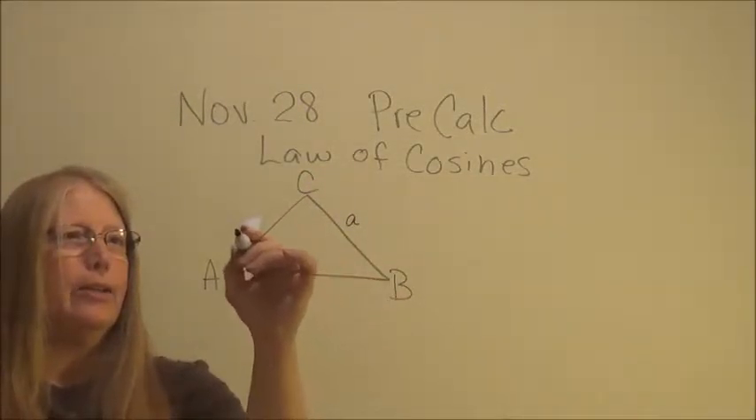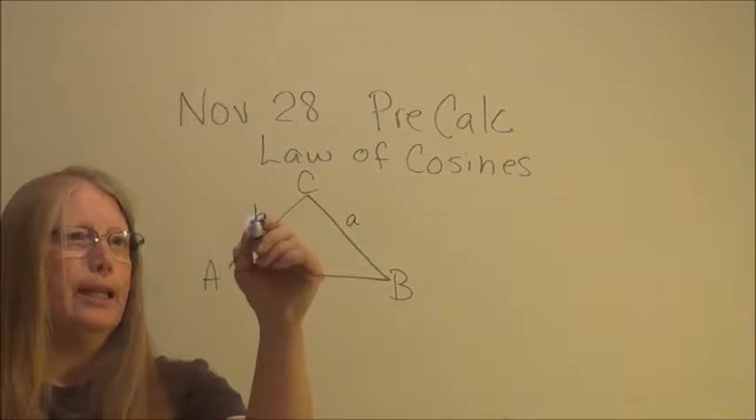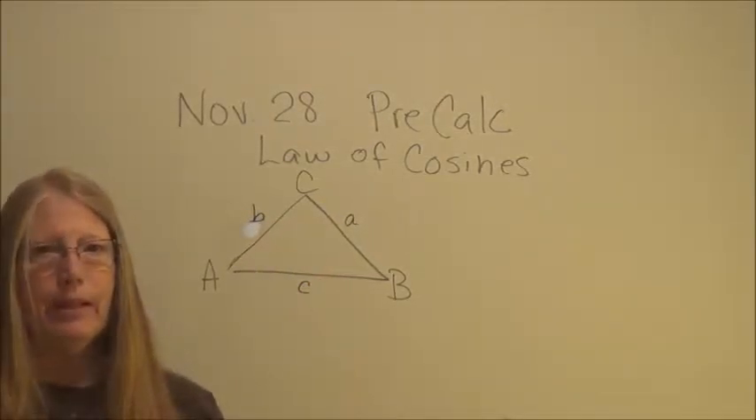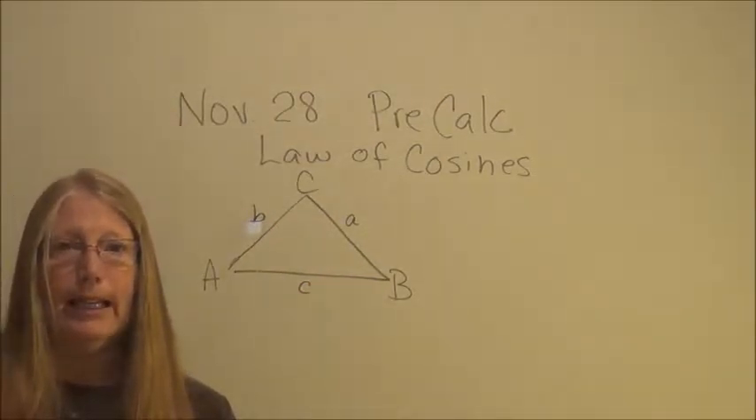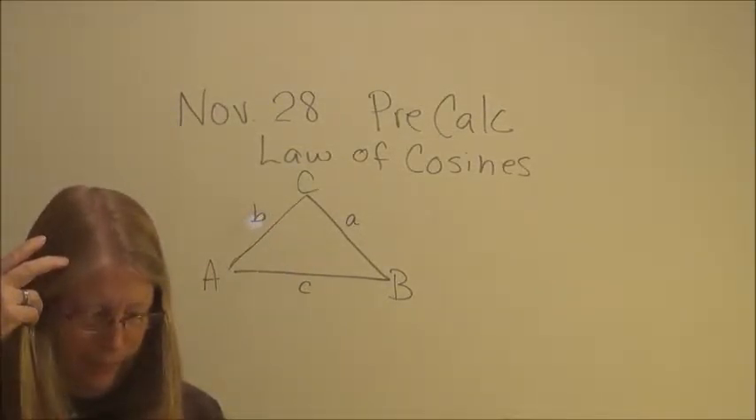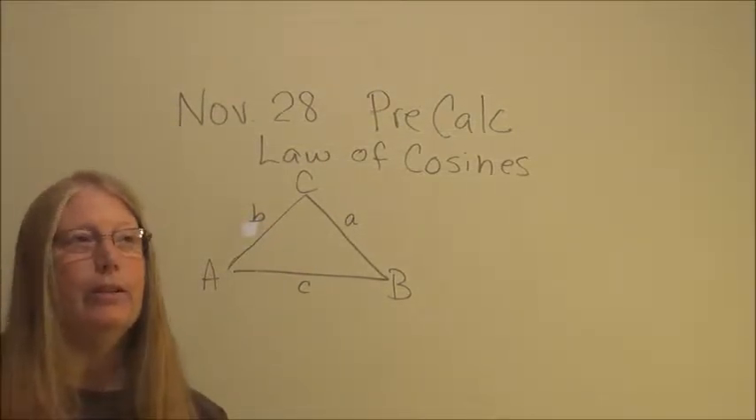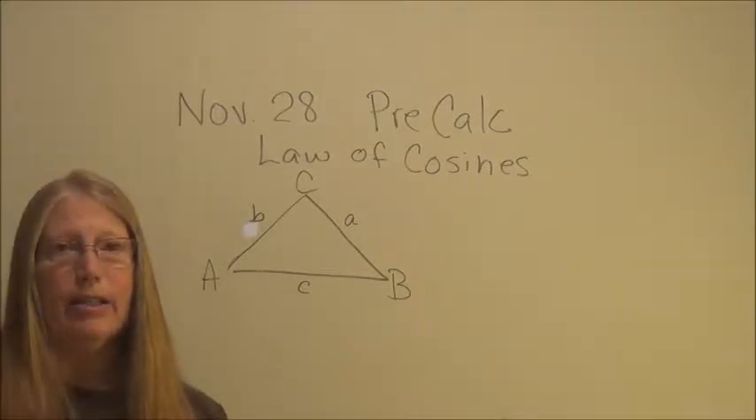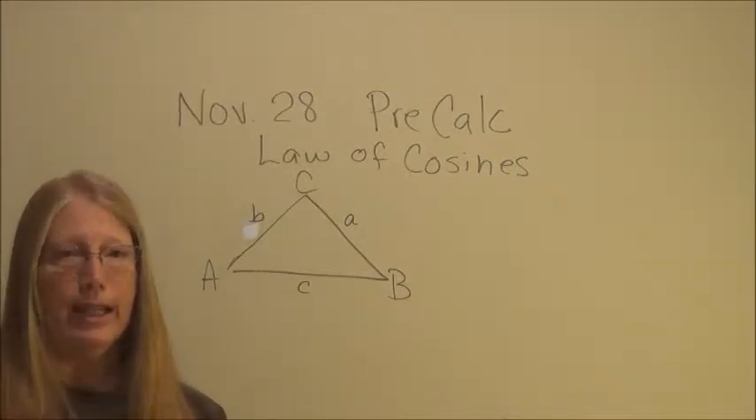So little a across from angle A, little b, little c. So here we have an oblique, which is a non-right triangle. And we're going to go ahead and make a principle to use when we don't know a pair. And it's going to be called the law of cosines.